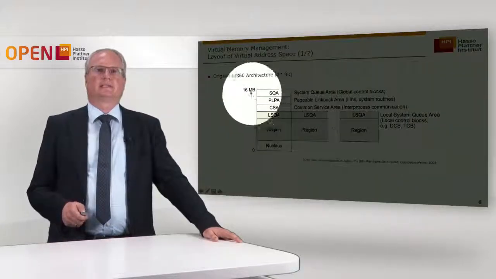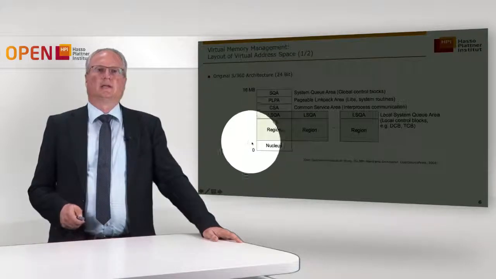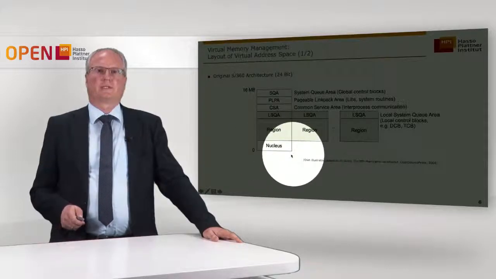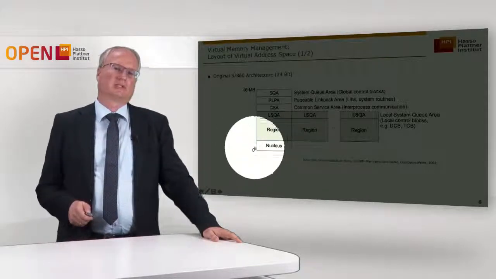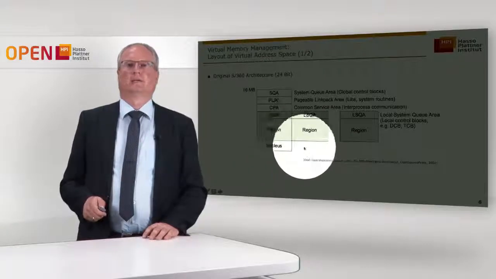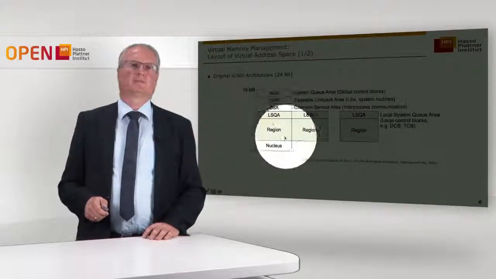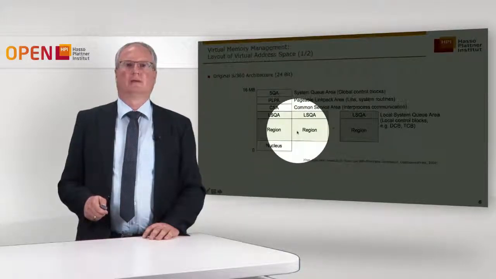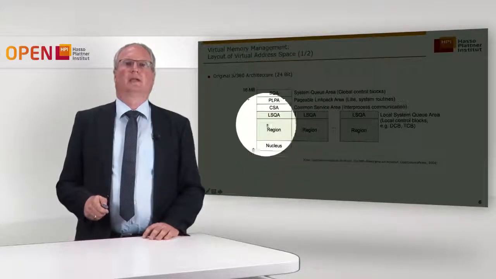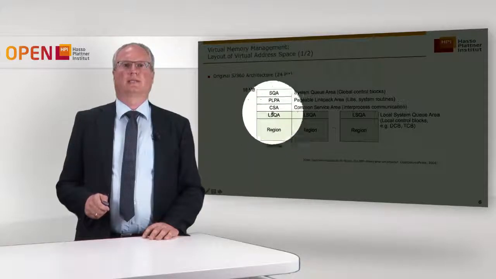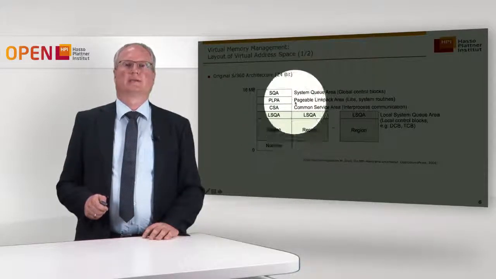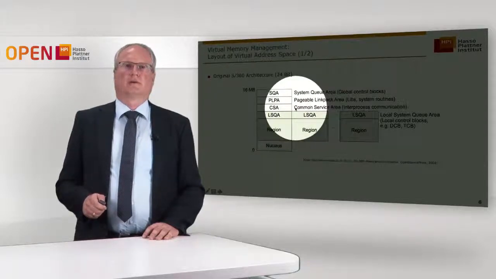So in the original S/360 architecture, every virtual address space was at a maximum 16 megabytes. The nucleus, the kernel code, was residing at the low edge, starting from address 0. Then there was the region of the virtual address space. The region is actually the memory that's available to the program, the heap and the stack and so on. And then we have some address spaces that are reserved for mapping in shared libraries.